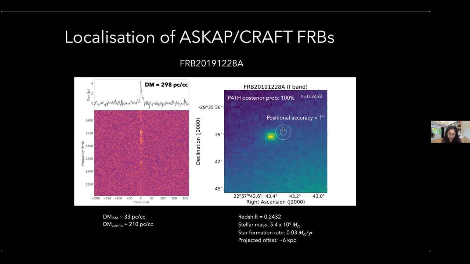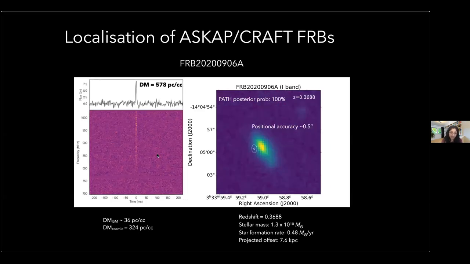The FRB was again observed to come from the outskirts of this host galaxy. Spectroscopy from Keck confirmed the redshift of this FRB to be about 0.24. The galaxy has a stellar mass of about 5.4 times 10 to the power 9 solar masses and a very low star formation rate of about 0.03 solar masses per year.